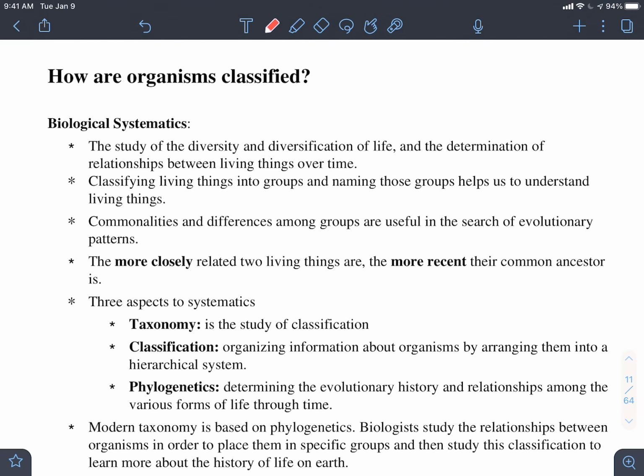the important points. So classification is the idea of taking all these different organisms that exist in the world and trying to organize them some way. It's really about organization. Can we take life, organize them, and then look at the pattern that was created with that organization and say, hey, this pattern means something. So, biological systematics, this is the study of the diversity and diversification. So, that means how life is different and how that life got to be different, and determining the relationships between those living things over time.